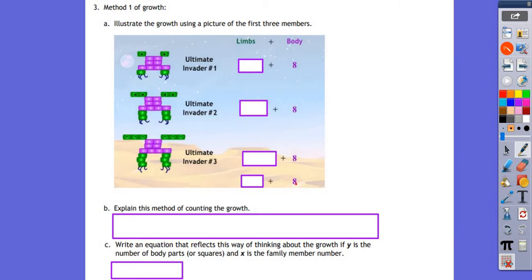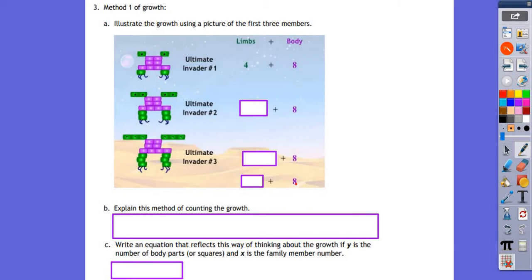Okay, the limbs on Invader 1. How many limbs, and what color do they color code limbs here? Green. So how many limbs does Invader 1 have? 4. Does Invader 2 have the same 4 that Invader 1 had? Yes. He has the same 4, but what else has been added to it? 4. For another set, right?